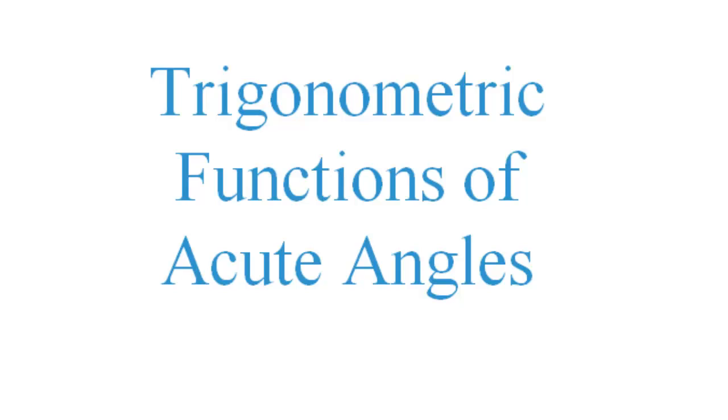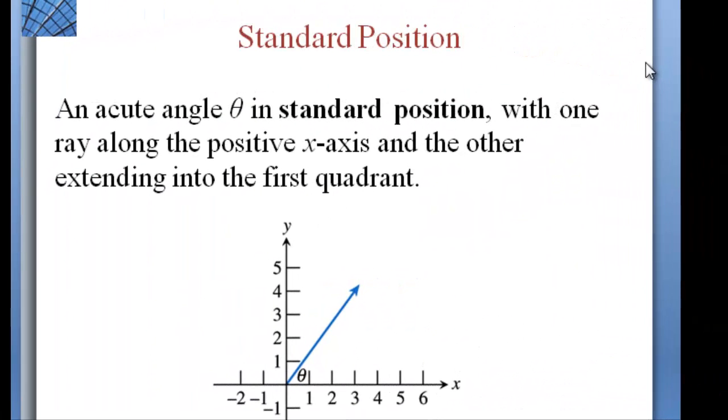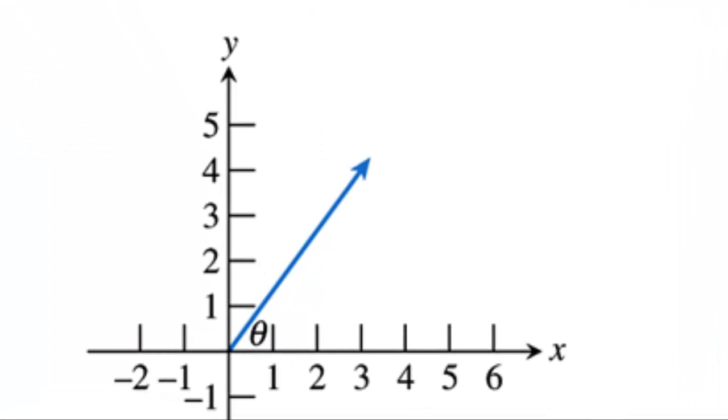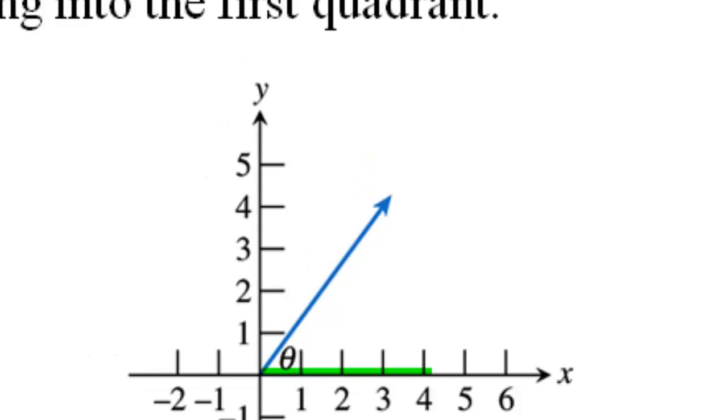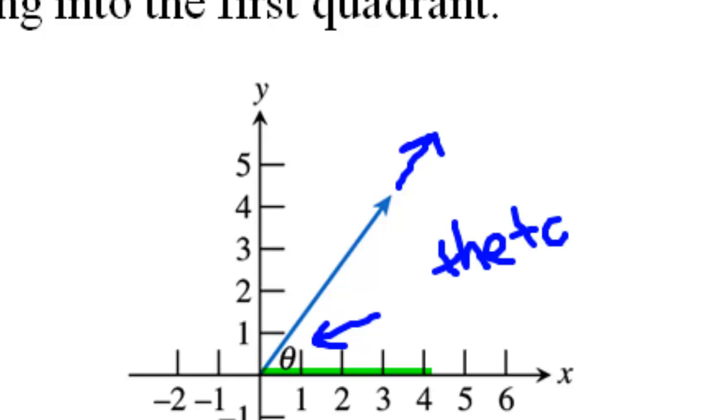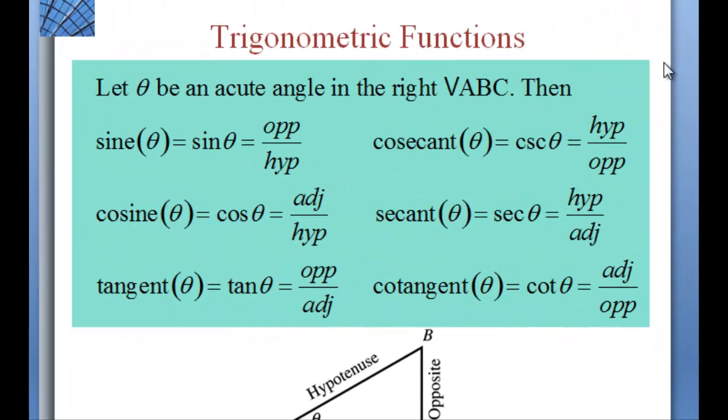In this section, we will look at right triangle trigonometry, which deals with the ratios of the sides in a right triangle. We often look at angles in the standard position, where one ray is along the x-axis and the other ray extends into the first quadrant. We refer to the angle as theta. This is the Greek letter theta. The 6 ratios of side lengths in a right triangle are the 6 trigonometric functions.